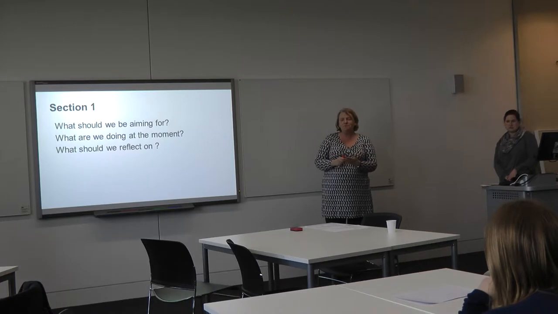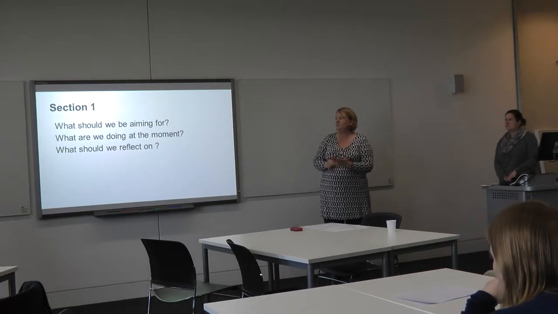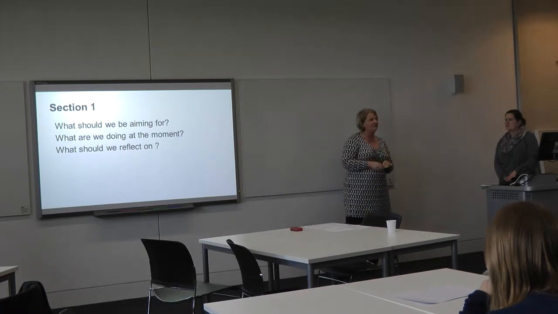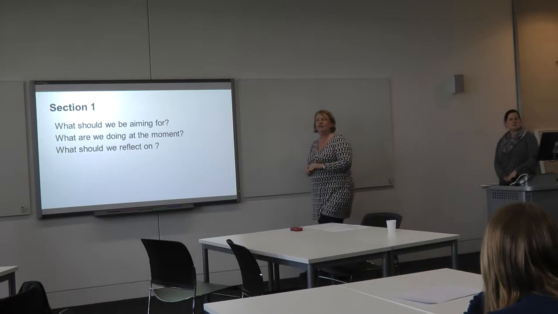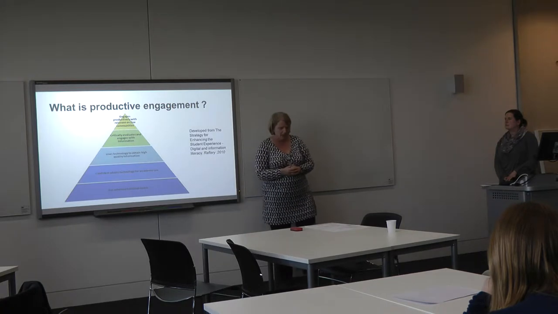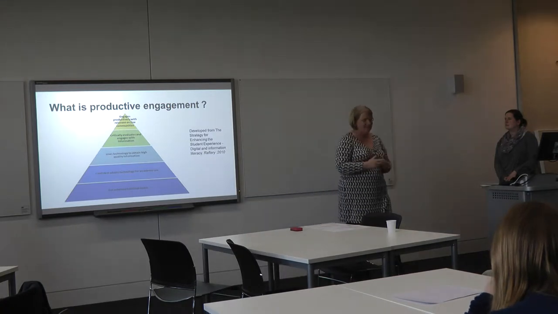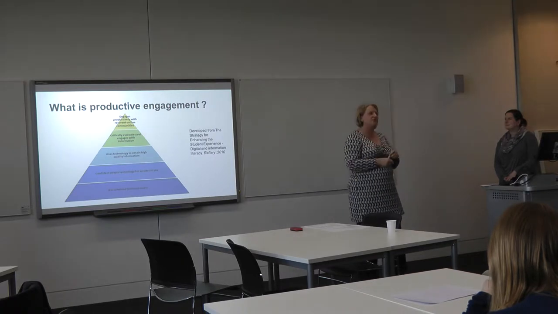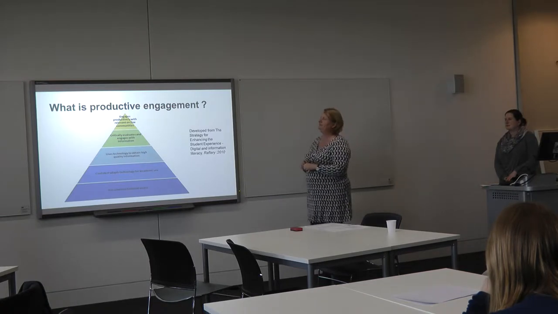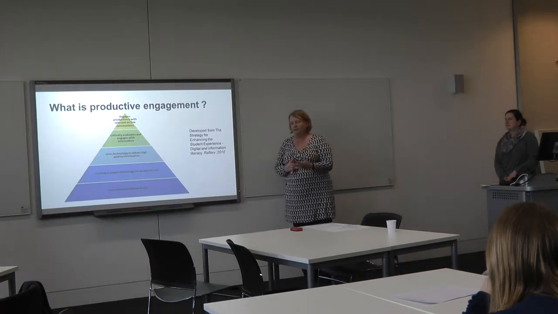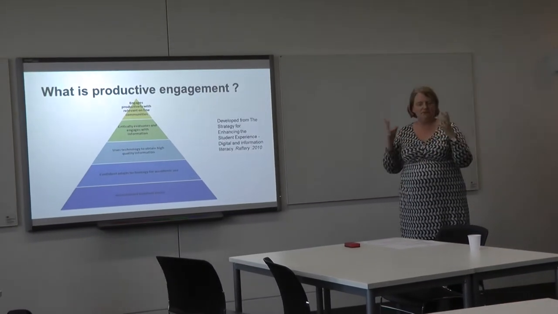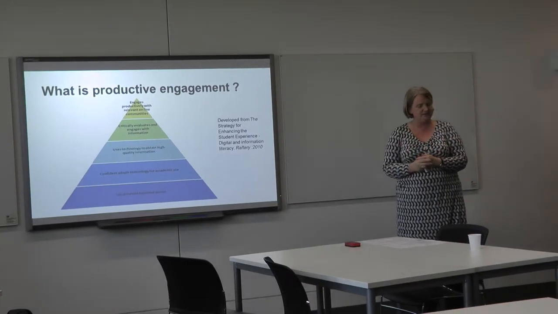The first part of our seminar looks at what we should be aiming for and what we're doing at the moment, and we'll take a little time to reflect on where we need to go next. The first and fundamental thing to think about is what we mean by productive engagement. We know from the five graduate attributes that we've talked about digital literacy, communities, and engaging students.